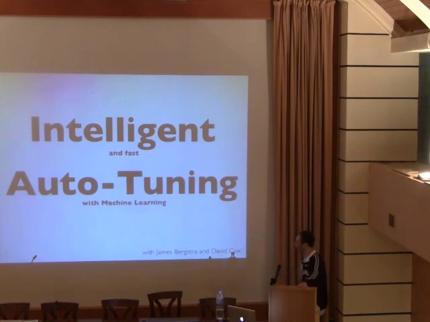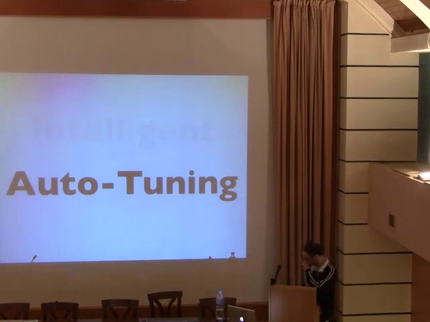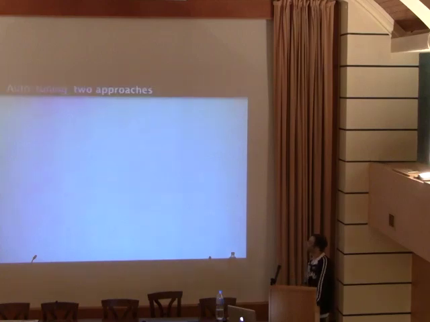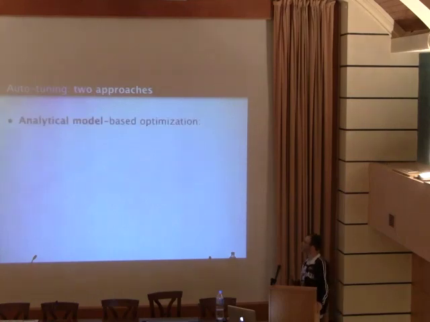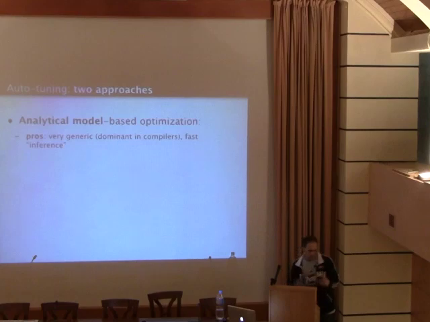So in auto-tuning, generally there are two approaches. The first one is the analytical model-based approach. The pro of that one is that it's very generic. The idea is to build an analytical model, a mathematical model of the hardware, of the code that you want to optimize, of the input. A pure mathematical model. So inference is really, really fast. You just need to derive the model, and you can get the best code for a particular hardware or a particular instantiation of the input configuration. So it's very, very generic.